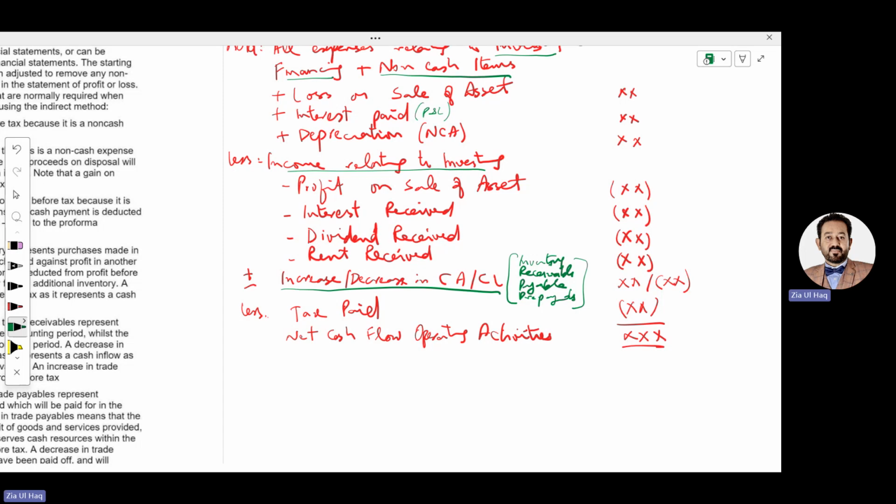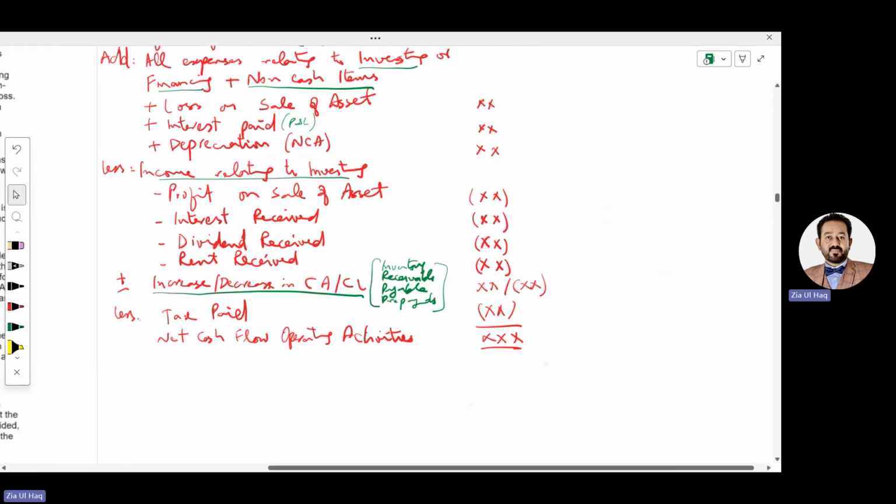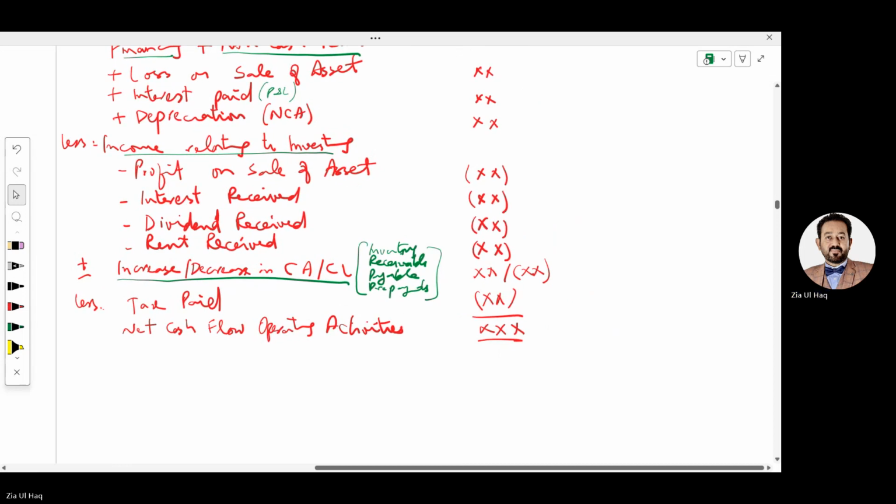Prepayments, inventory, receivables are current assets. Payable is a current liability. Either we need to add it or minus it, let's discuss. Current assets. What are current assets? Inventory, receivables, prepayments. If current assets are increasing, is there inflow or outflow? Current assets are increasing, suppose inventory increasing, outflow. So we will deduct it.